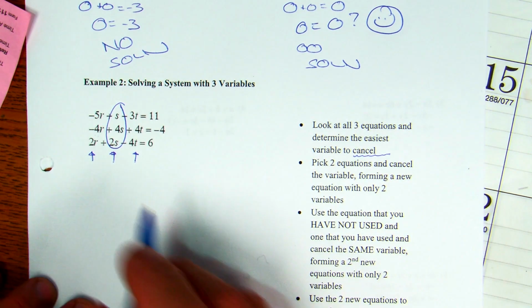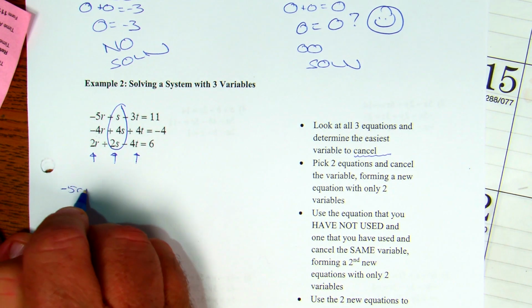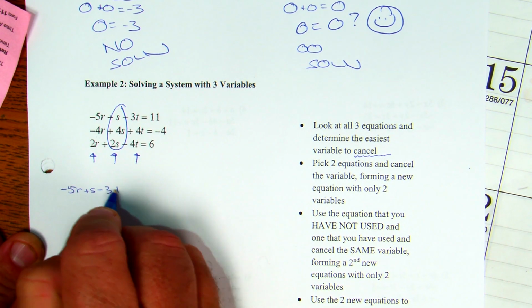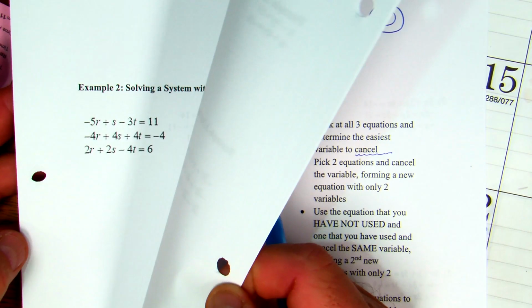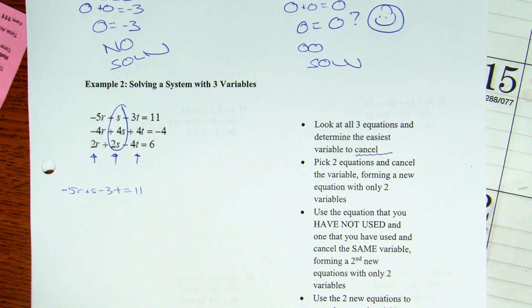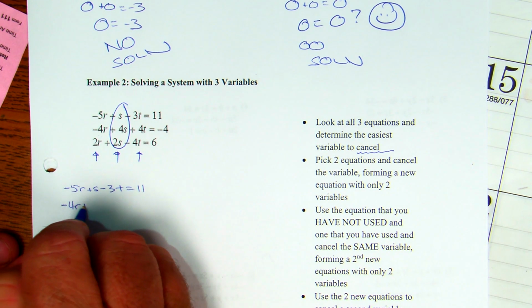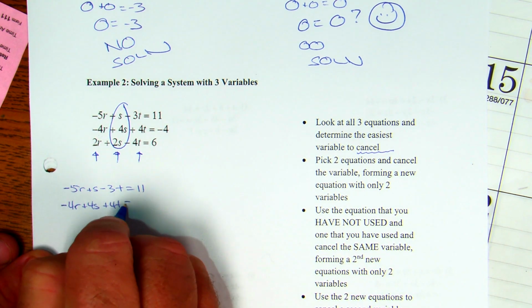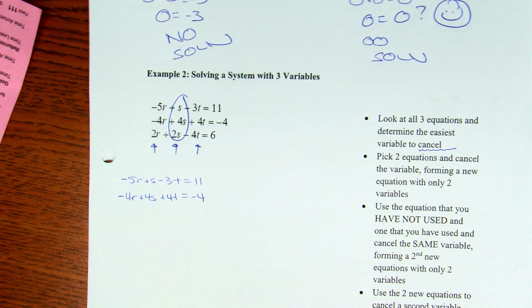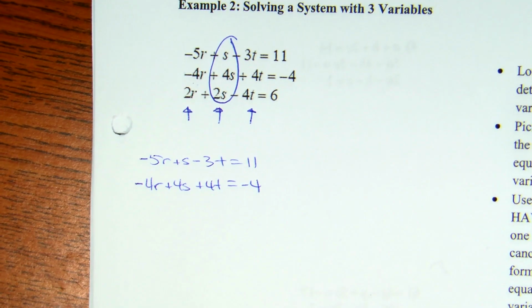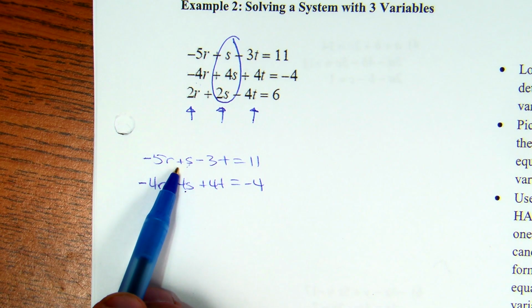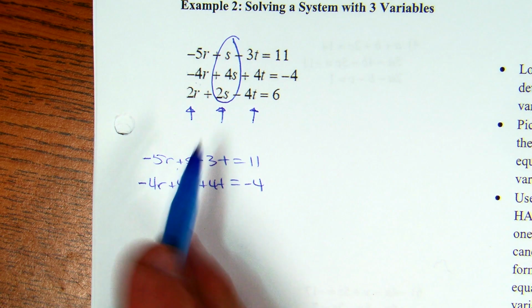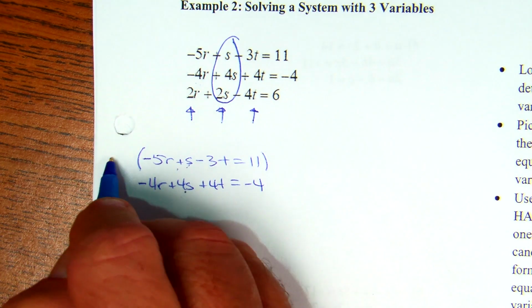So this is what I mean by that. So I'm going to take negative 5r plus s minus 3t, set that equal to 11. And then I'm going to take negative 4r plus 4s plus 4t and set that equal to negative 4. And all I'm going to do is focus on the s's. See how that's a positive 4? That tells me I want to turn this into what type of 4 in front of the s? This one's positive, so I want that one to be negative. So I'm going to multiply the whole top equation by negative 4.